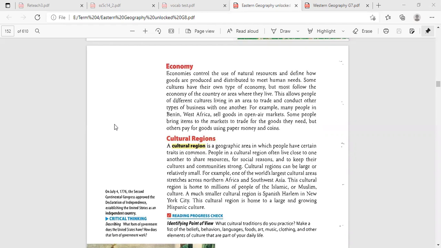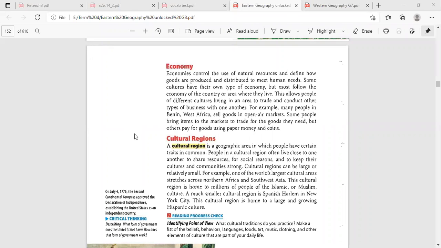Economies control the use of natural resources and define how goods are produced and distributed to meet human needs. So it actually controls the use of natural resources, and it also makes us distribute the natural resources among the humans according to their needs.